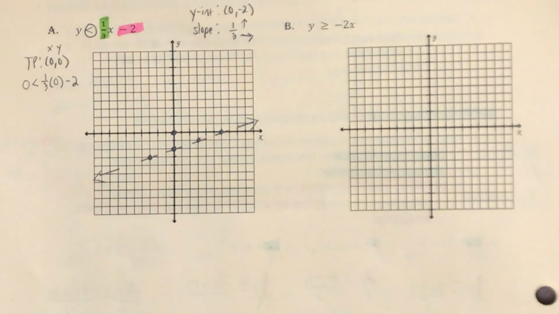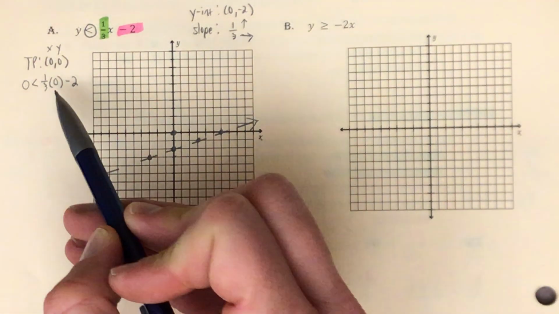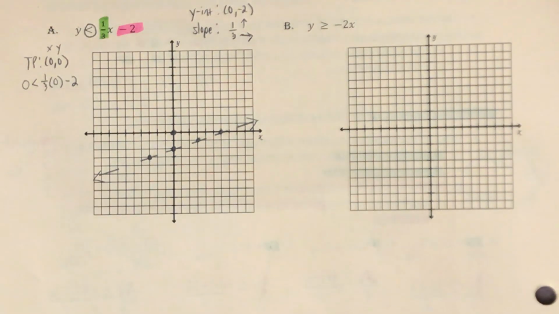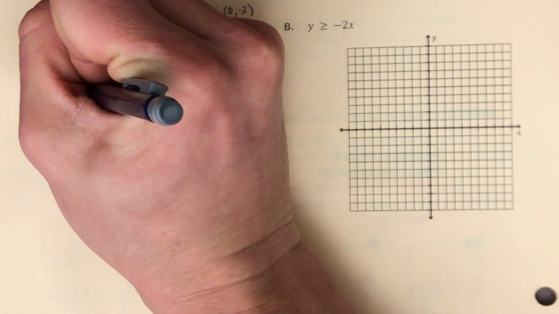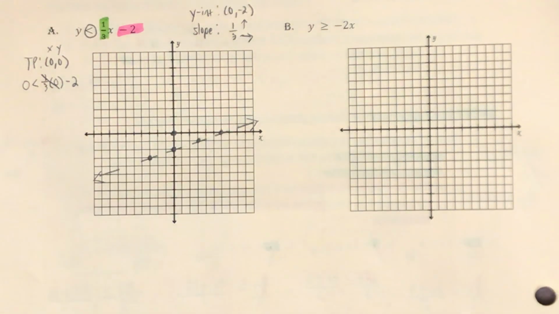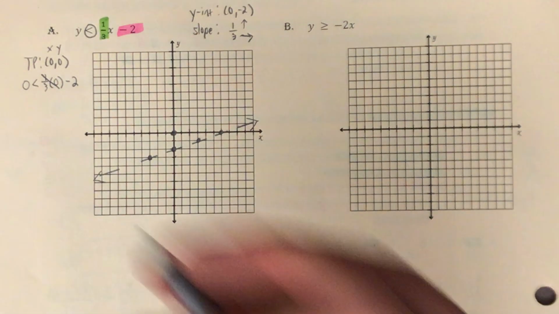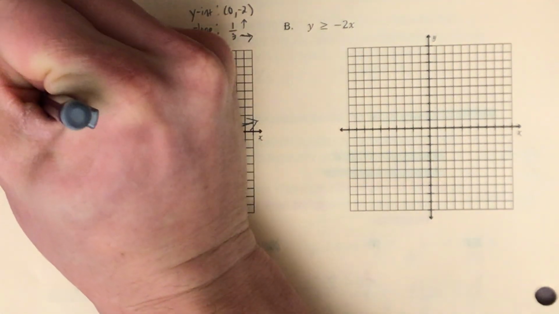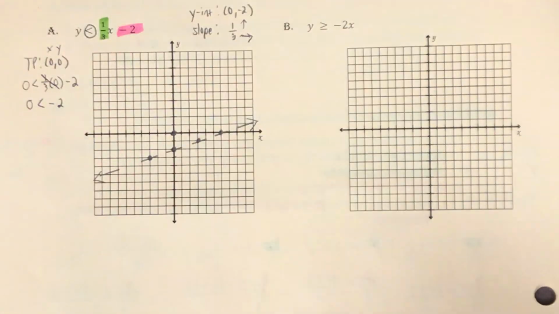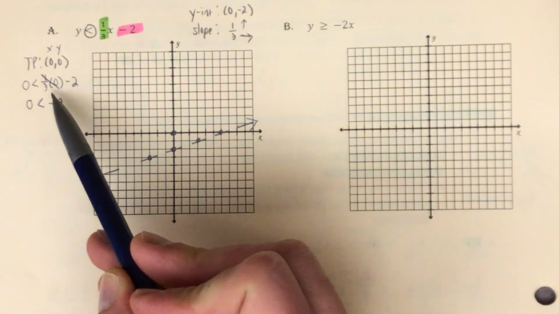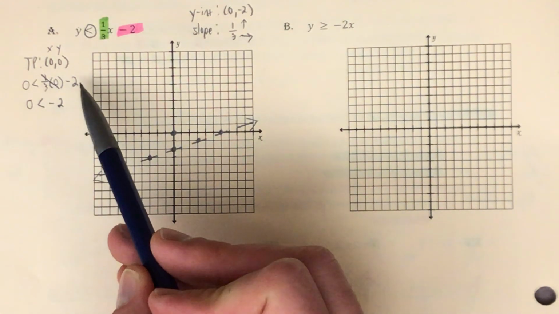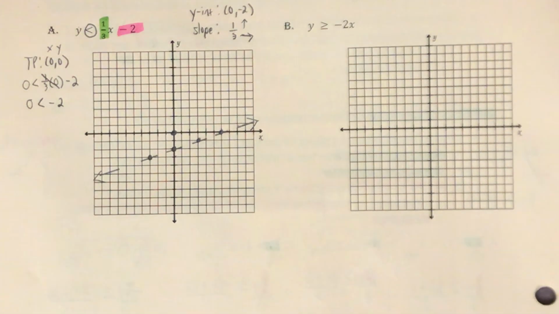Now the reason I recommend 0, 0 is because anytime you plug 0 in for x, whatever your slope is, when you multiply 0 by anything, it's still 0. So really this just cancels, and we're left with whatever else is on the right side. So what I'm left with is 0 is less than -2. Again, the reason that this cancels is 1/3 times 0 is 0, and 0 minus 2 is -2. So it's always going to cancel if we're able to use the point 0, 0.